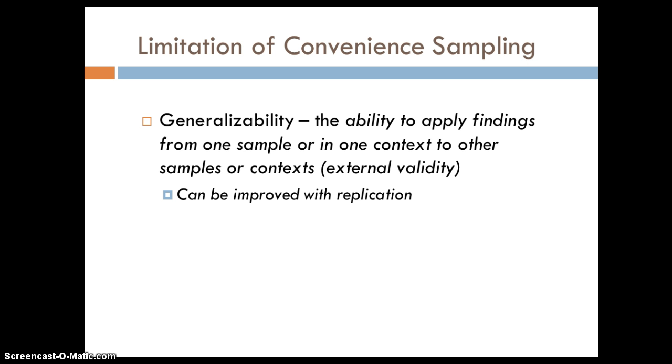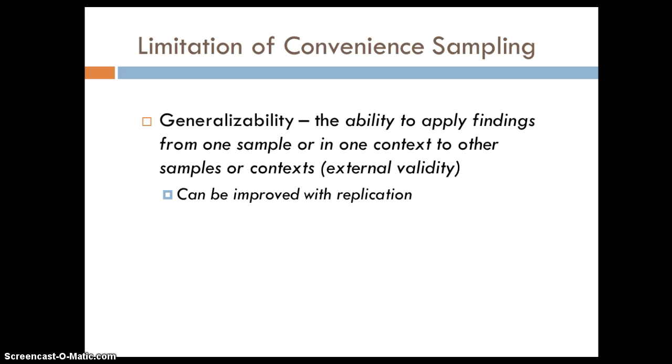Okay, so this is the main limitation of using convenience sampling, is that you can't really generalize your findings beyond the sample that you have. So generalizability, and this will come up many times over the course of the semester, generalizability is our ability to apply findings from one sample or in one context to other samples and other contexts. It's essentially a way of getting at external validity.